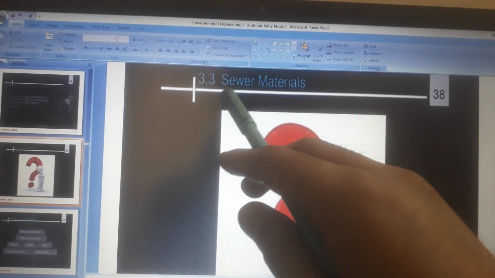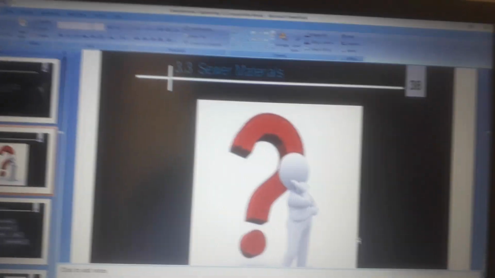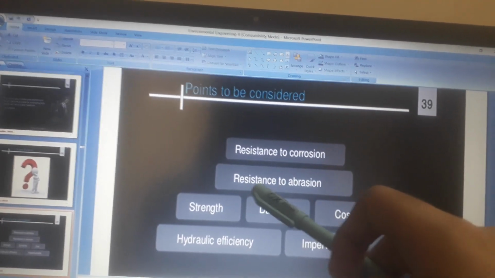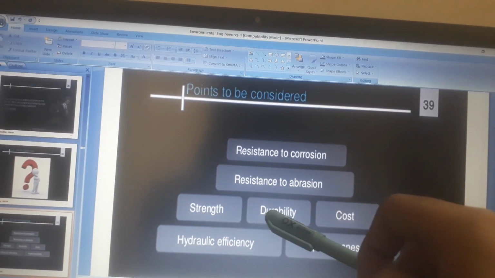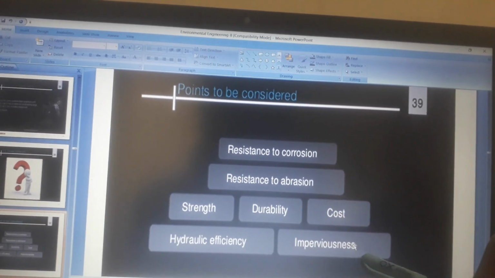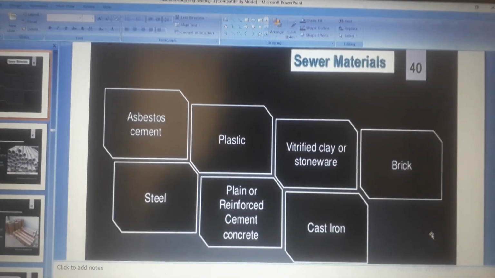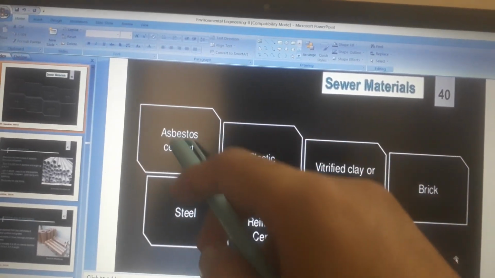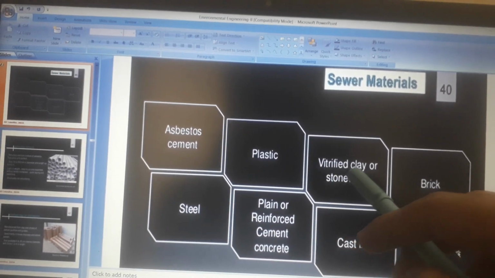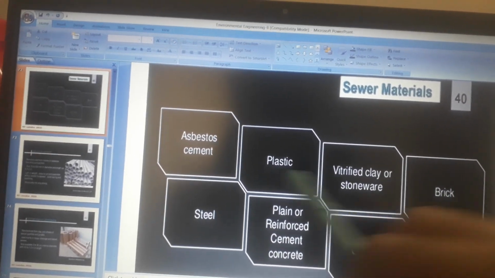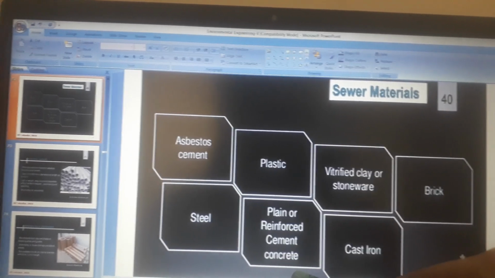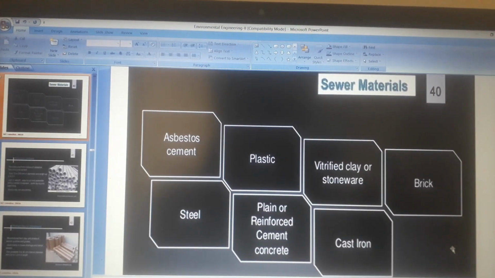What are sewer materials? Points to be considered: resistance to corrosion, resistance to abrasion, strength, durability, cost, hydraulic efficiency, imperviousness. Sewer materials: asbestos cement, plastic, vitrified clay or stoneware, brick, steel, plain or reinforced cement concrete, cast iron.